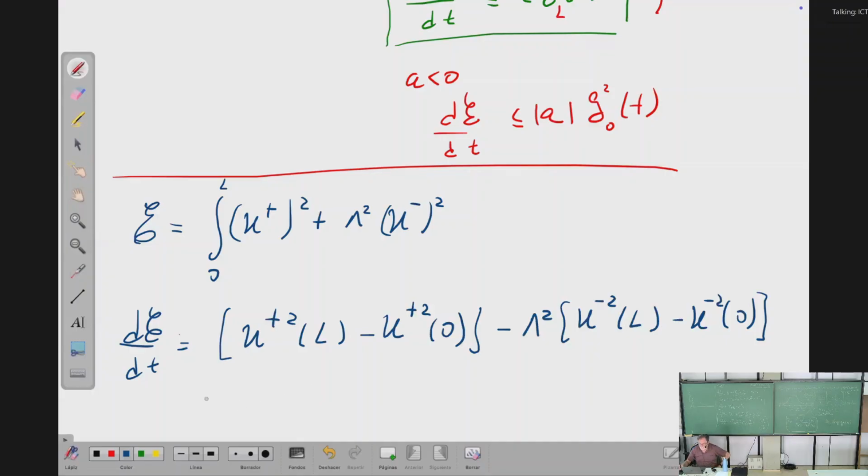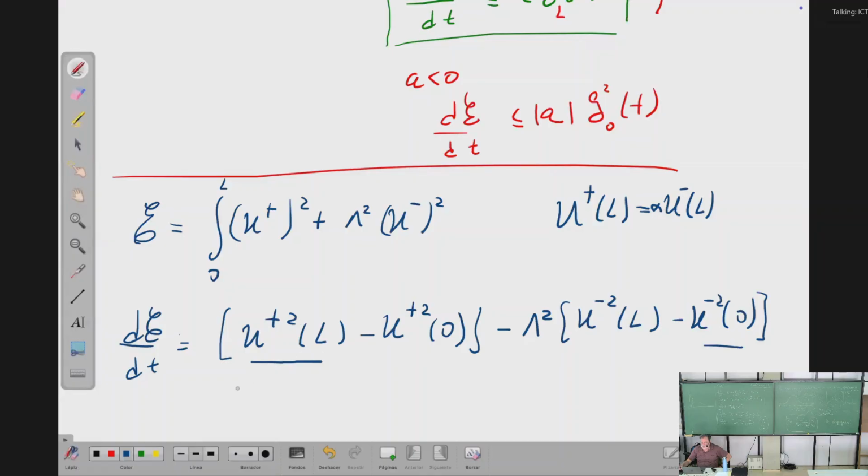Suppose before I say, okay, I have to give this, which is positive, and I have to give this that is positive. These I have to control. These two pieces are negative. But still I can do, as we said before, u plus at L equals alpha times u minus at L.